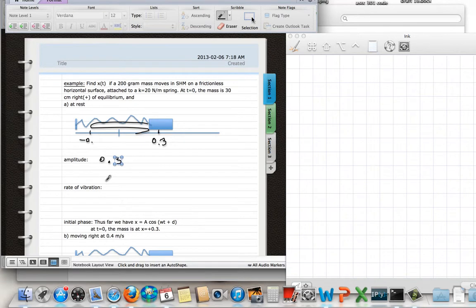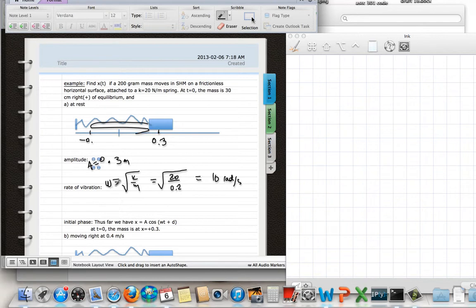Now, the rate of vibration, also called the circular frequency omega, is given by the root of k over m. In this case, the k constant is 20, and the mass is 200 grams, or 0.2 kilograms. So we get 20 divided by 0.2, which should be 100. The root of 100 should be 10 radians per second, and the amplitude's 0.3 meters. So we've got our amplitude, we've got our rate of vibration.